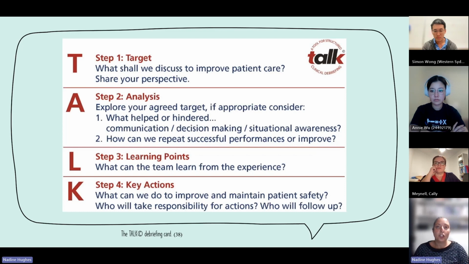As you can see, the TALK structure consists of four steps: target, analysis, learning points, and key action. The first point, target, is that as a team, you choose and agree on what is important to discuss. During analysis, team members discuss how to repeat the successful outcomes or identify areas of improvement, and they suggest improvement actions. Learning and key actions: team members agree on solutions and take responsibility and individual accountability for following up on these actions.